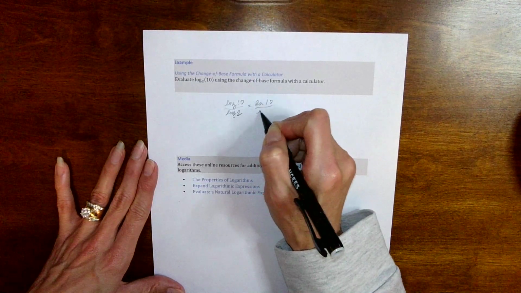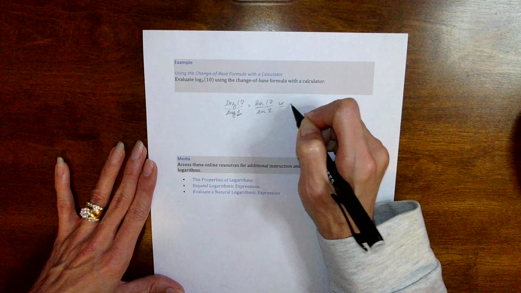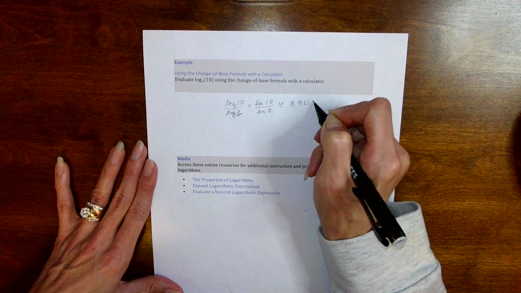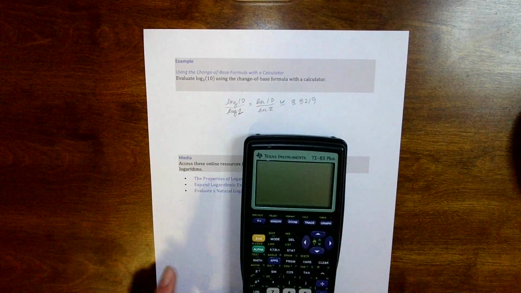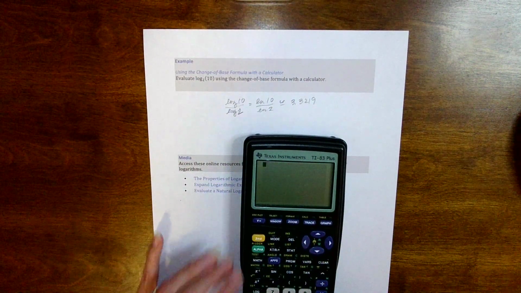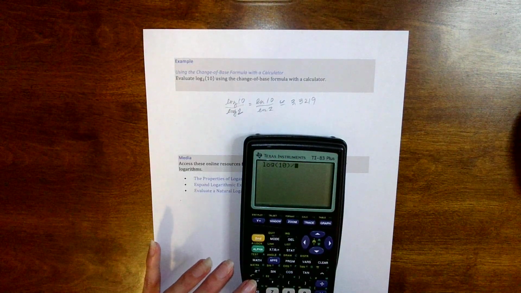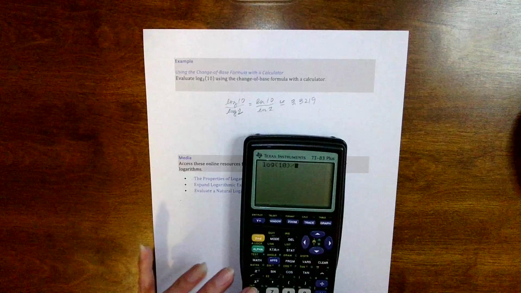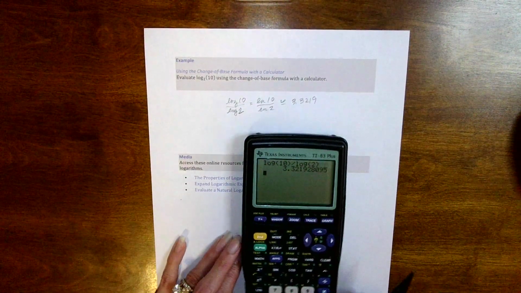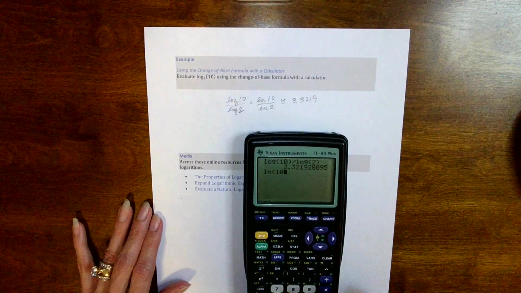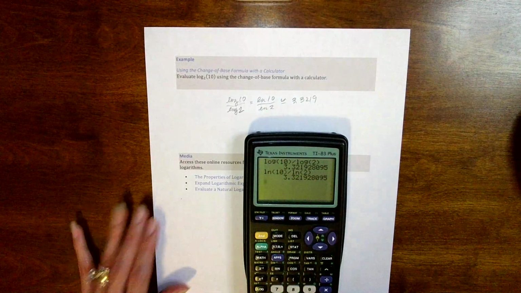or natural log of 10 over natural log of 2. And if I put it in my calculator, I get approximately 3.3219. So let's put it in my calculator. If I have log 10 divided by log of 2, it gives me that number. And if I do natural log of 10 divided by natural log of 2, I get the same number.